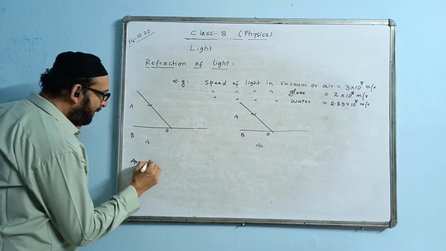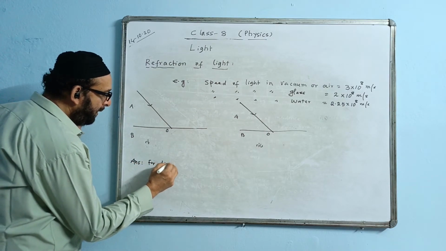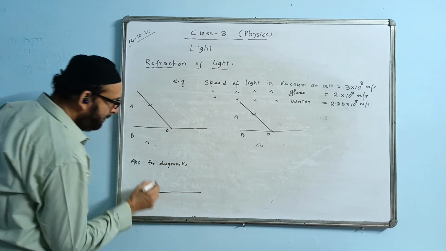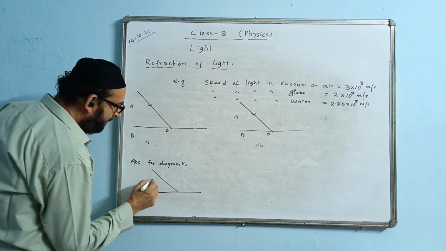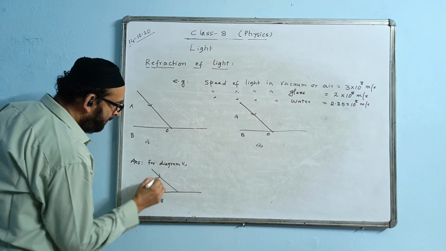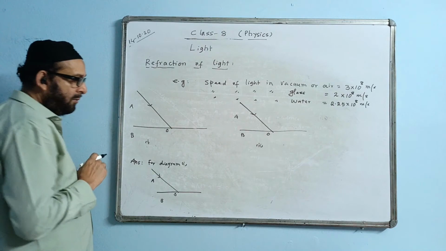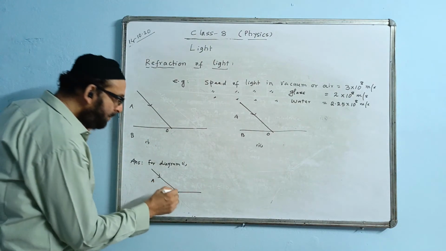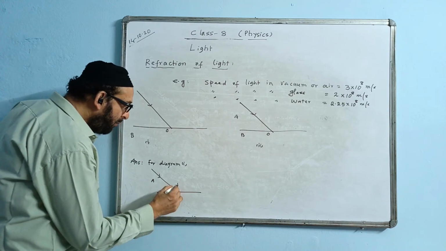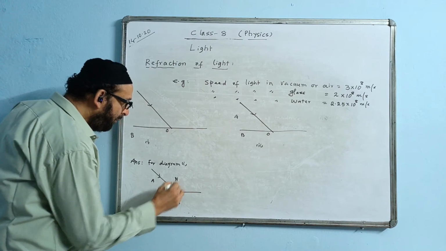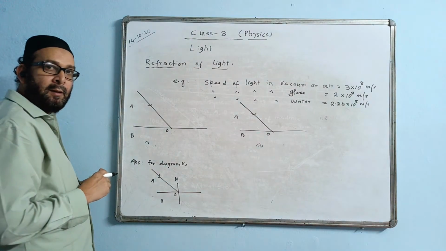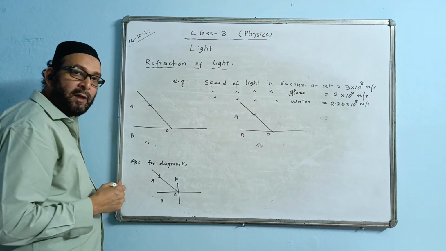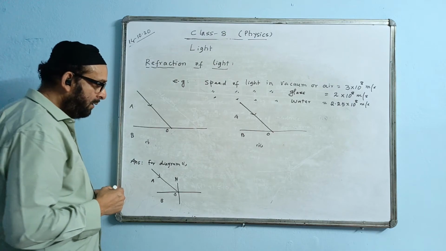Answer. Write here for diagram 1. We'll draw the diagram once again here. This is medium A, this is medium B. This was given in the question. Now we draw the normal first. Normal, and we draw it making a 90 degree angle, exactly perpendicular. These two should look like they make a 90 degree angle with each other.